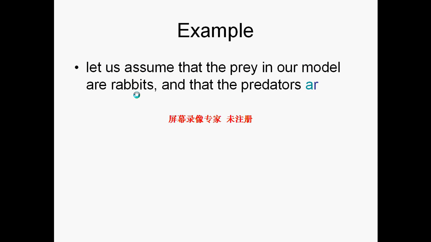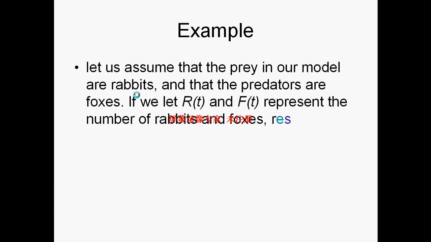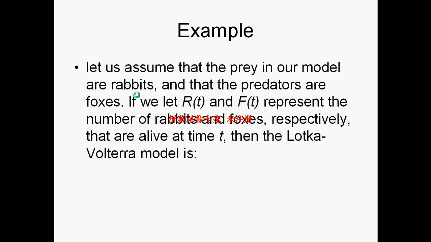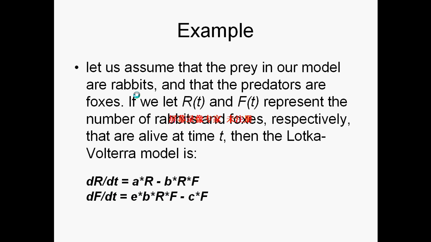Assuming that we have two species, rabbit and fox. If we let r(t) and f(t) represent the number of rabbits and foxes, respectively, that are alive at time t, then the Lotka-Volterra model is as follows. dr/dt is equal to a times r minus b times r times f. df/dt is equal to e times b times r times f minus c times f.